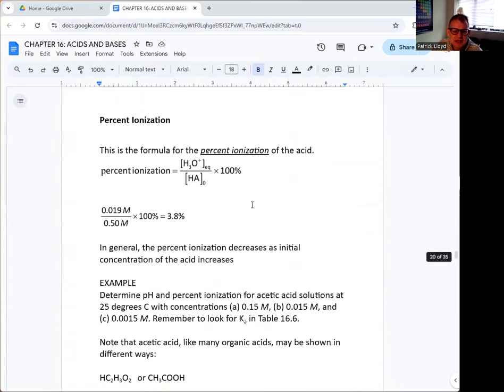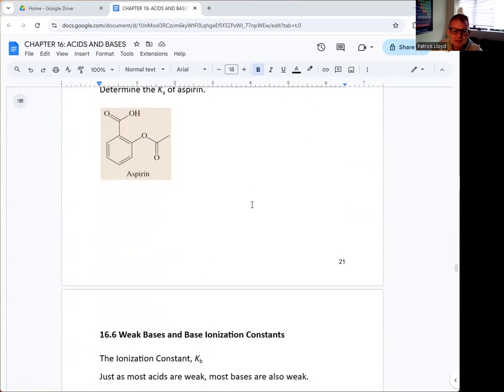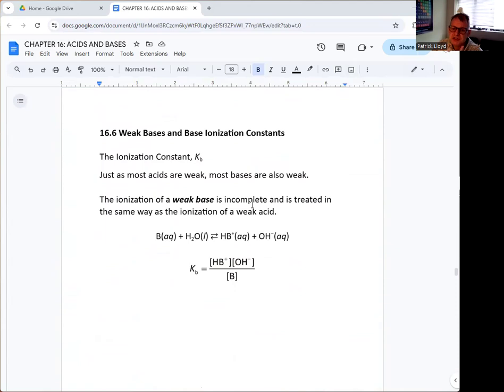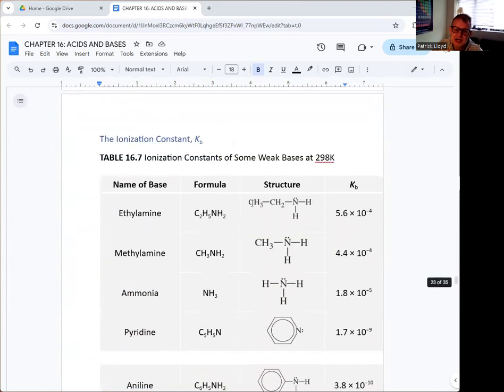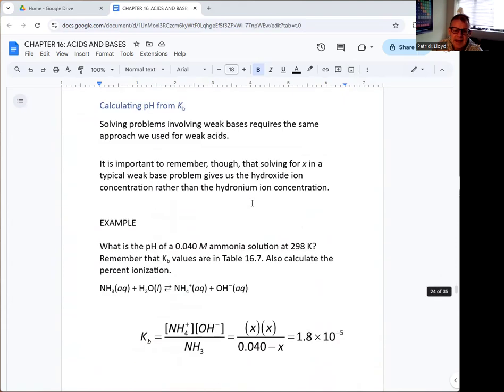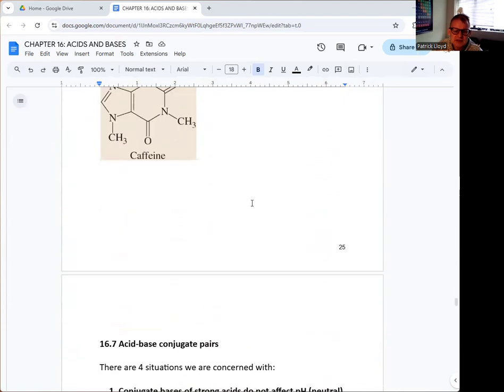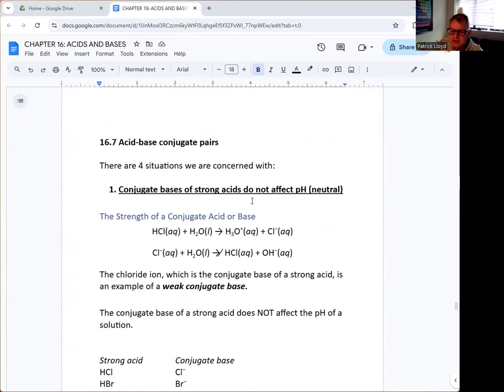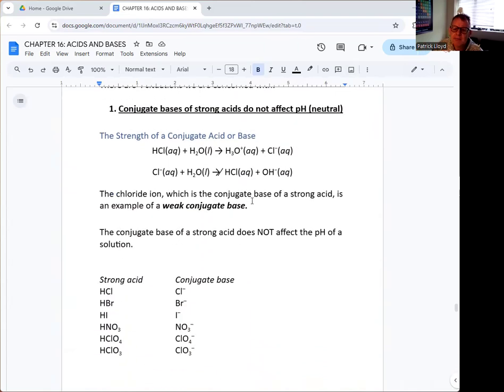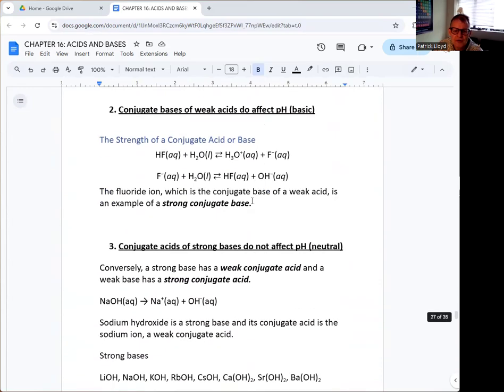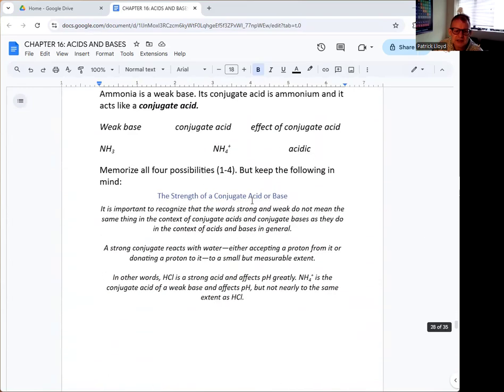Same thing, once you get done with the weak acids, you'll move into the weak bases. Same thing, there are ionization constants for weak bases that you'll use in your calculations. And once you've got all those four, strong acid, strong base, weak acid, weak base, then you start looking at combinations of the two and salts. So you'll do some of those calculations as well.